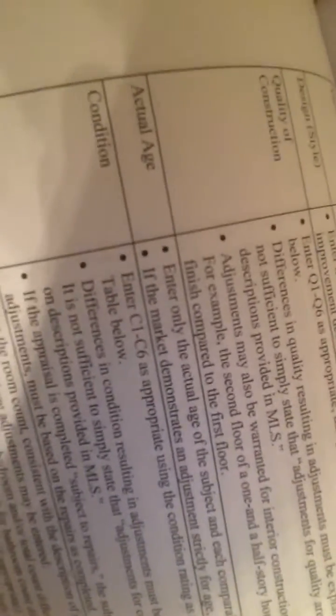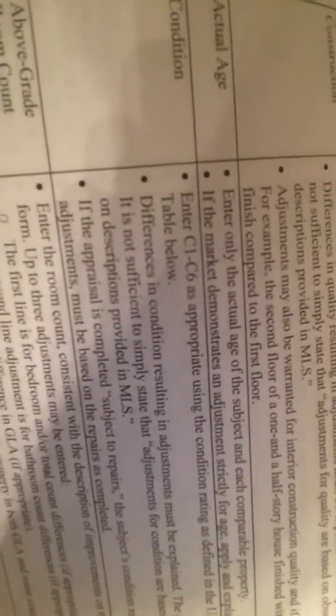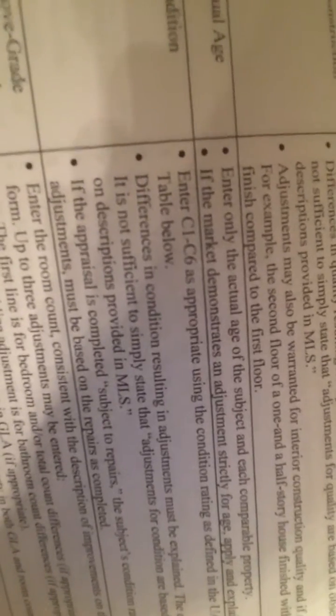Adjustments may also be warranted for interior construction quality, and if so, they must be explained. For example, the second floor of a 1.5-story house finished with lower grade materials and finish compared to the first floor. Field: Actual age. Protocol: Enter only the actual age of the subject and each comparable property. If the market demonstrates an adjustment strictly for age, apply and explain.